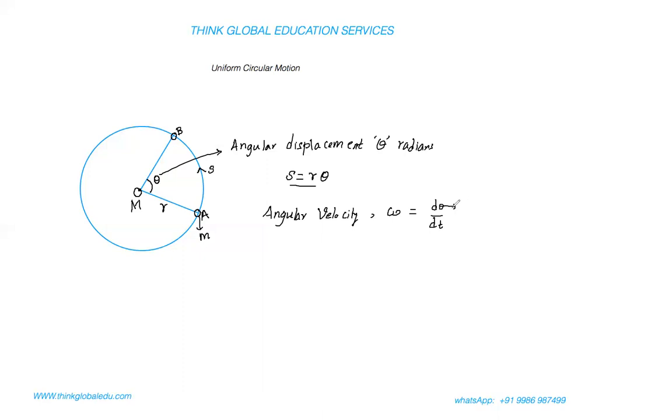And theta has a unit of radians, so you can write radians divided by the unit of time, seconds, radians by seconds. And next is angular acceleration, which is represented by the letter alpha, which is d omega by dt. So d omega has a unit of radians per second divided by second, so the unit of angular acceleration is radians per second square.